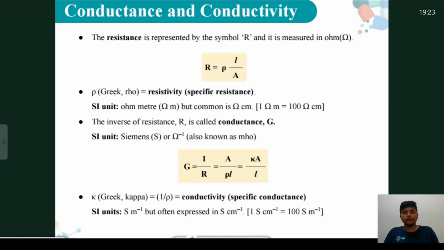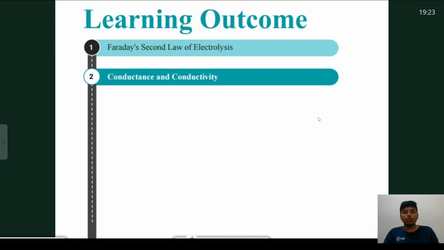Next, coming to conductance or conductivity. Yesterday, in the last class, I also told you that we know V is equal to IR. V is voltage, I is current, and R is resistance. Resistance means to stop the flow of current in an electrical wire. A certain force that opposes the flow is known as resistance.